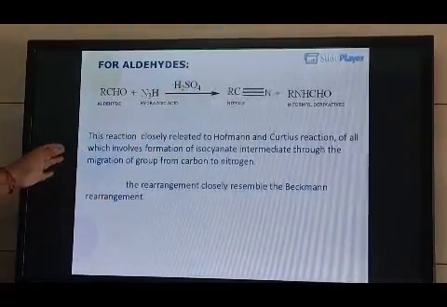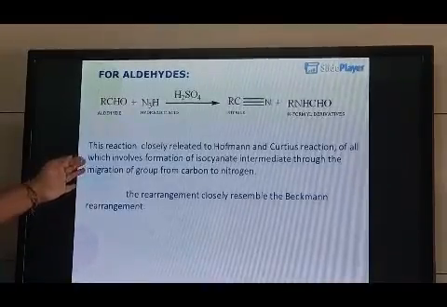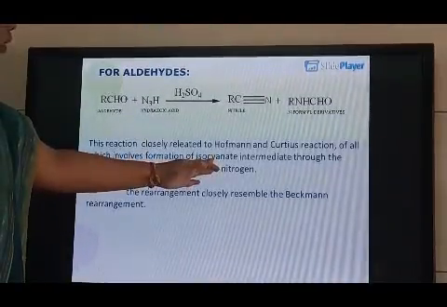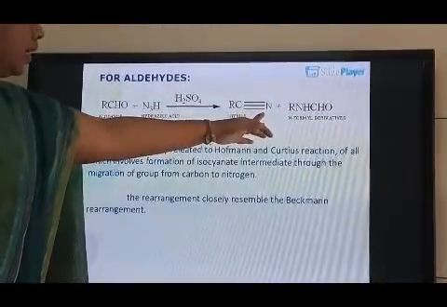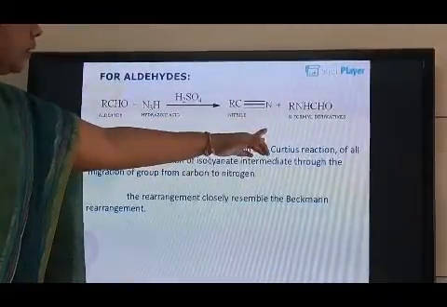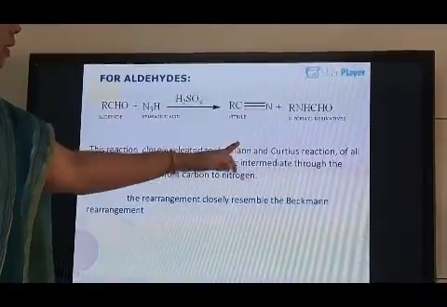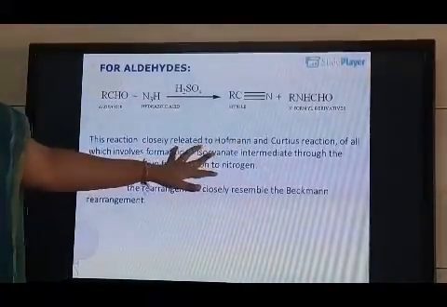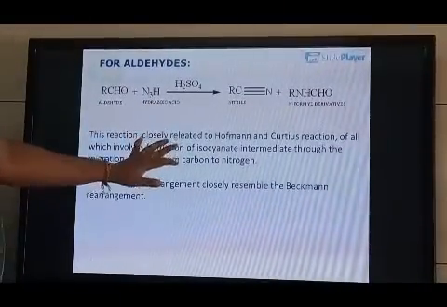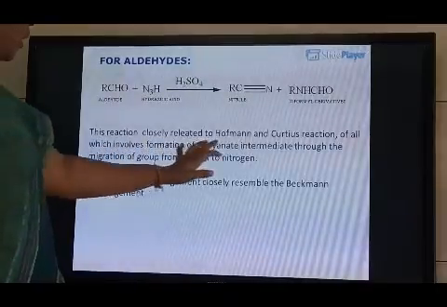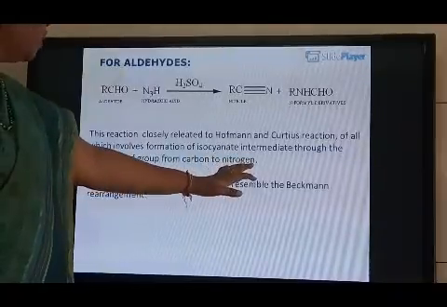So this reaction is closely related to the Hofmann and Curtius reactions, all of which involve formation of isocyanate. Simply, if there is CN, we can say cyanide; if it is in the form of NC, we can say isocyanate. The formation of RNC is called an intermediate that takes place when carboxylic acids react with hydrazoic acid, which involves formation of an isocyanate intermediate through migration of a group from carbon to nitrogen.